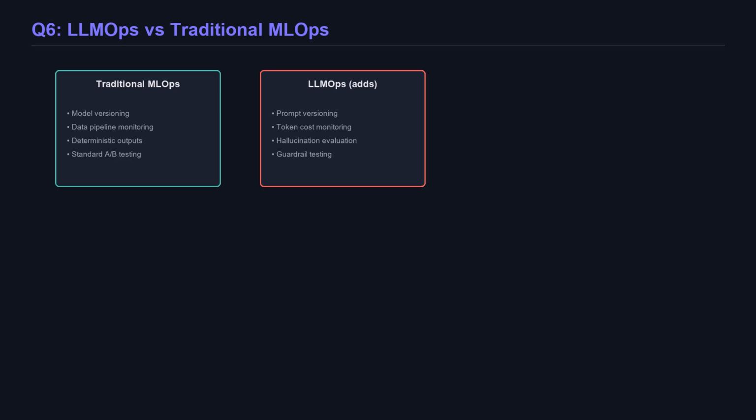Question 6. What does LLMOps add on top of traditional MLOps? LLMOps includes prompt versioning, token cost monitoring, hallucination evaluation, and guardrail testing, concerns that don't exist in traditional ML deployment, where you're not managing a non-deterministic text generating system in production.